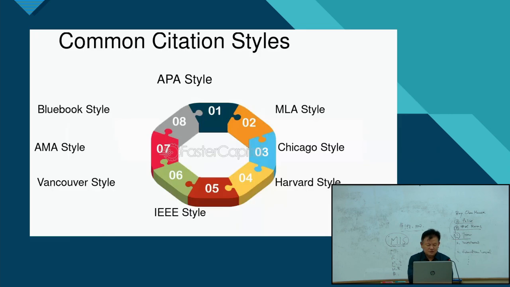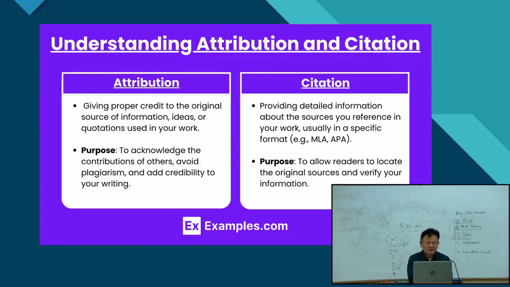Briefly, I show the common citation styles: APA style, MLA style, Chicago style, Harvard style, IEEE style, Vancouver style, AMA style, Bluebook style, something like that. If you have the chance, there is a lot of information in this course. Understanding the abbreviation and the citation. Attribution.